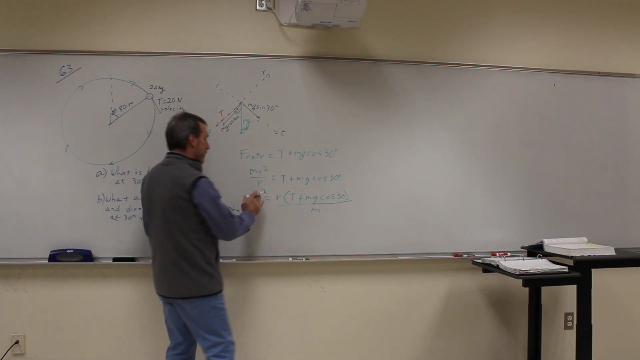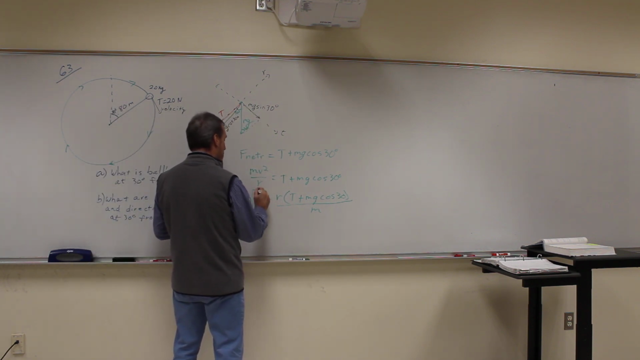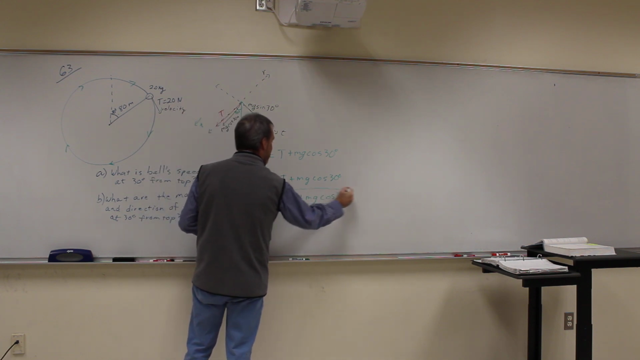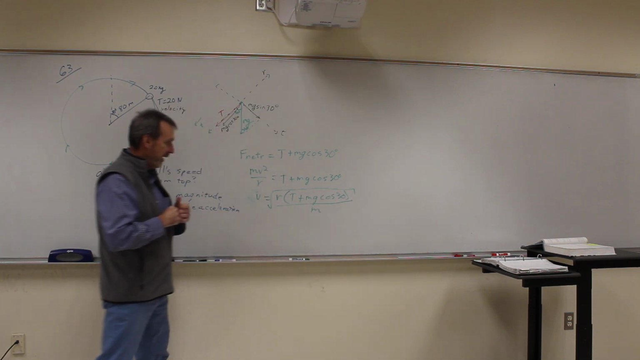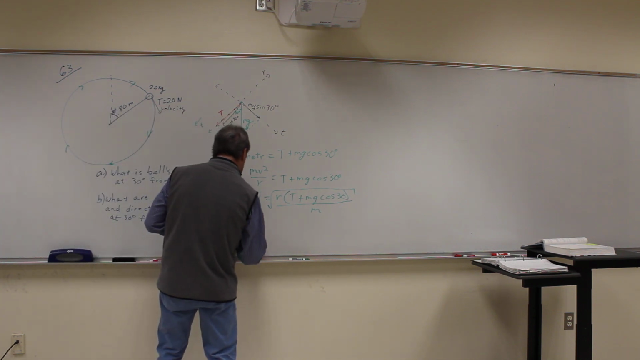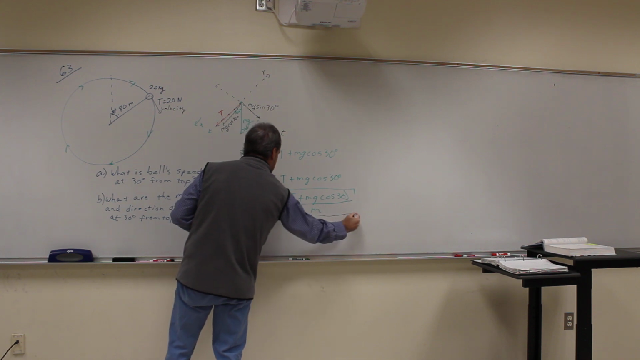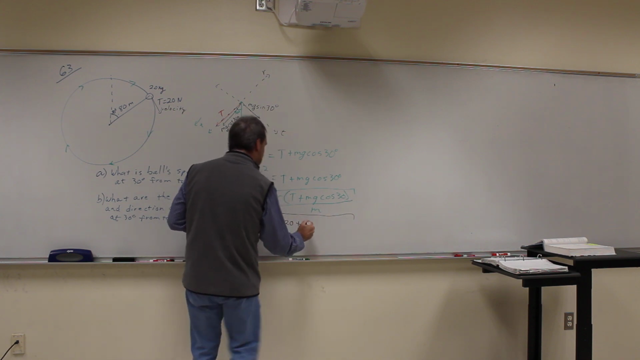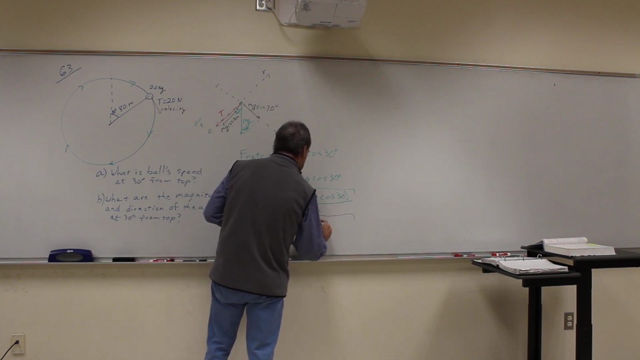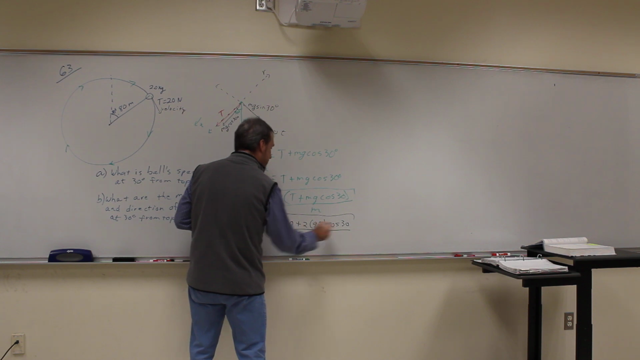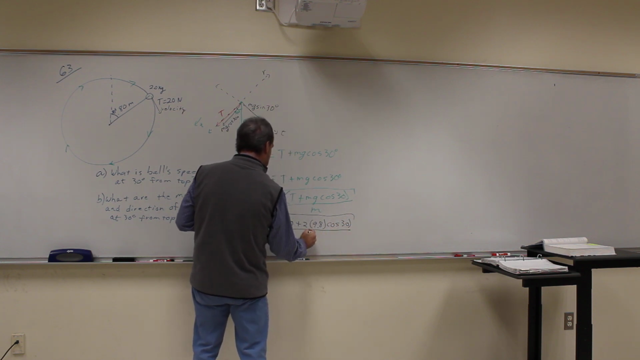And then just take the square root of that, or actually that just becomes v. This side gets the square root. And we can plug in the numbers and get the velocity. So the velocity should be equal to the square root of 0.8 times 20 plus 2 times 9.8 times the cosine of 30, all divided by 2.